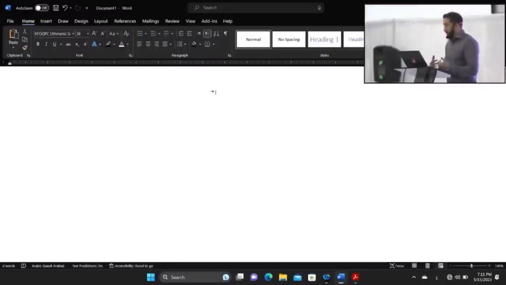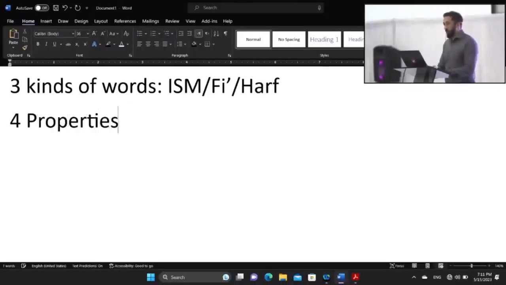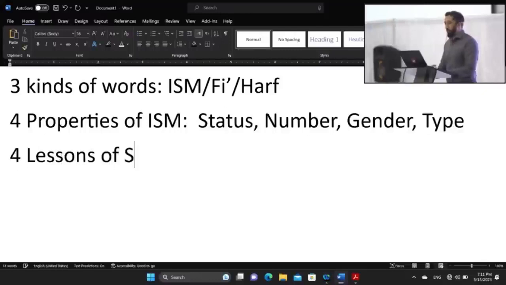I'm going to write some things on the screen. You make sure that you understand everything that I'm writing down. I just need to make sure that you know. How many kinds of words are there? Okay, that's in Arabic. Hold on. Okay. 3 kinds of words. Which are? Ism, fi'il, harf. Okay. 4 properties of ism. Anybody? Status, number, gender. Good.